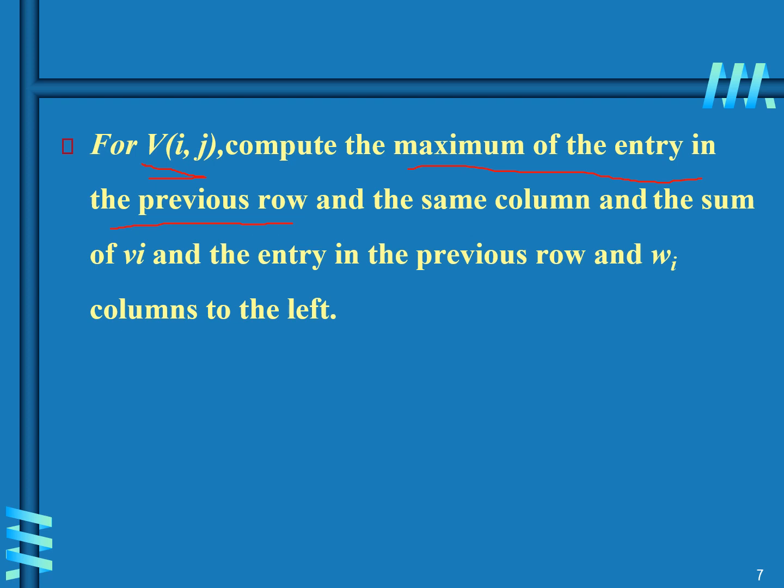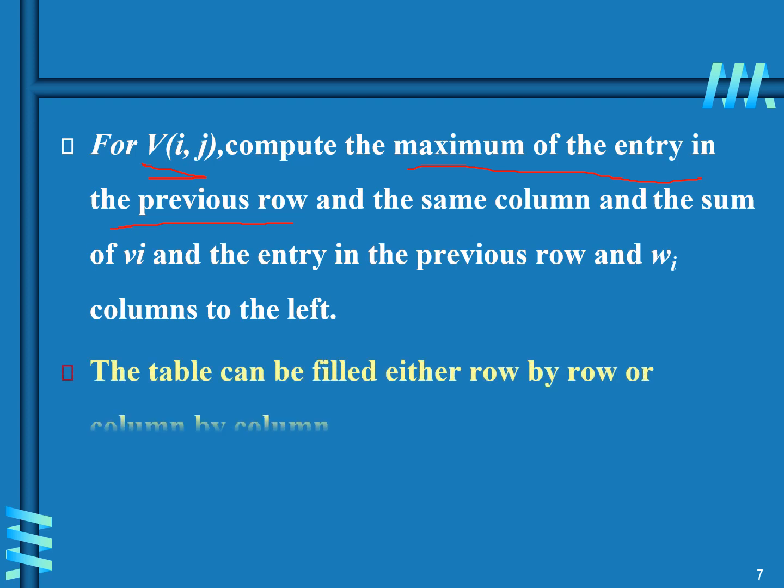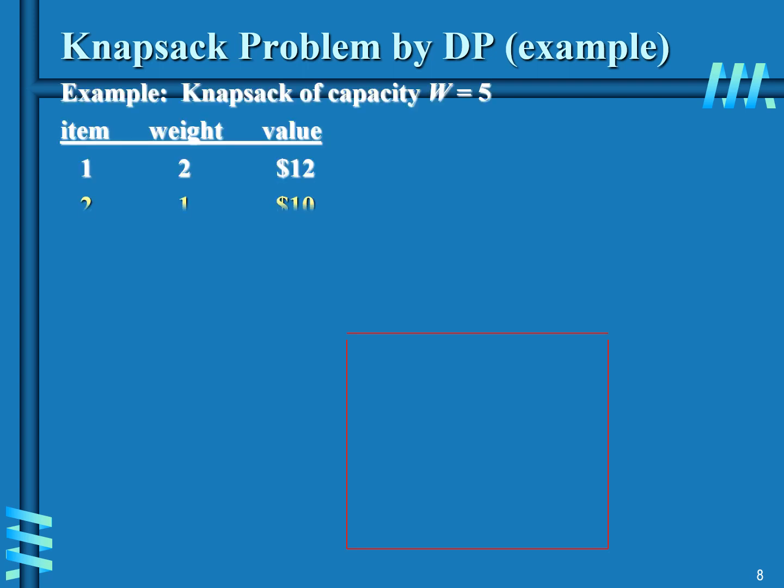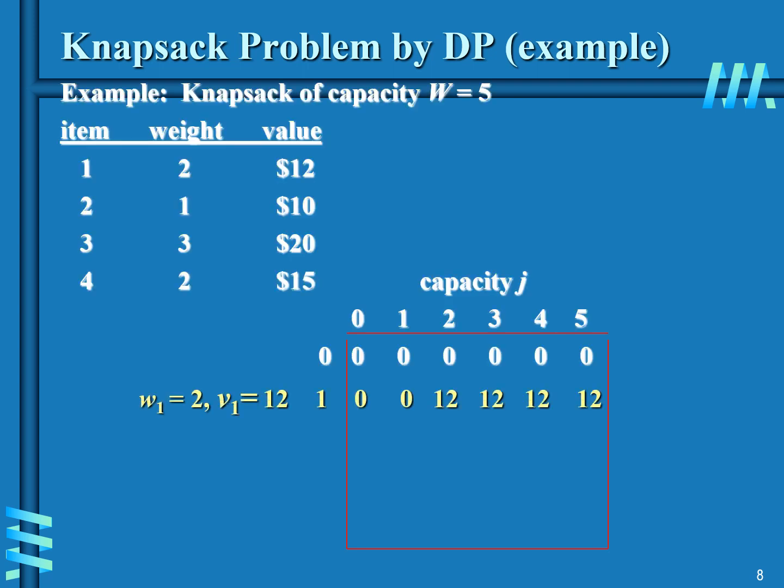So while solving that subinstance, you can easily come to know this. The table can be filled either row by row or column by column. Initially the row and column are filled with 0. Now first we will calculate for this, which means that the current capacity of the sack is 1. You are considering the first item, whether it can fit into the sack.